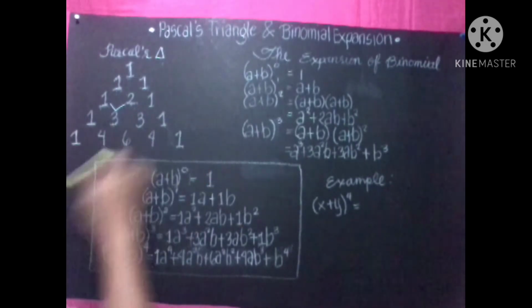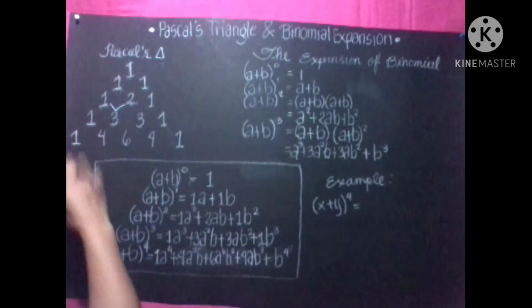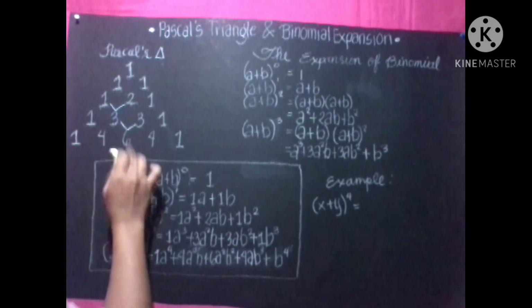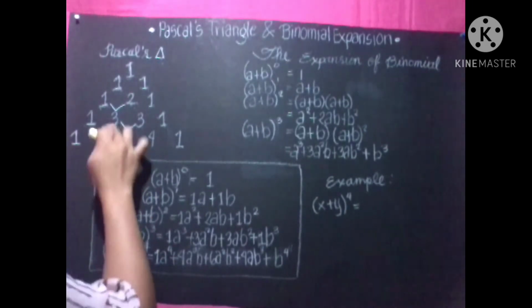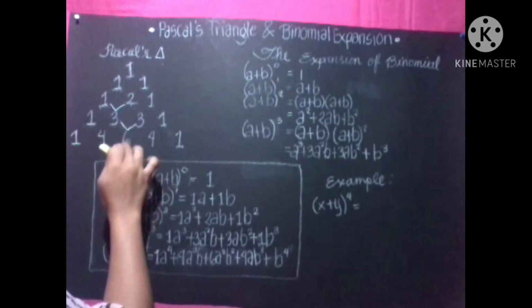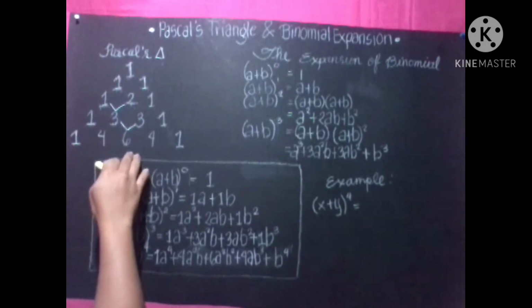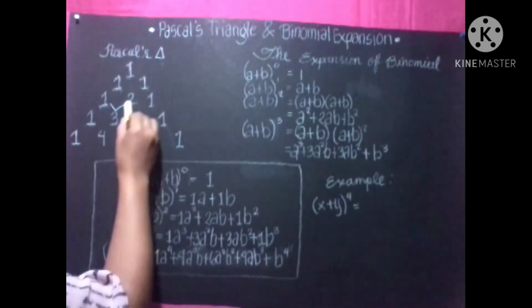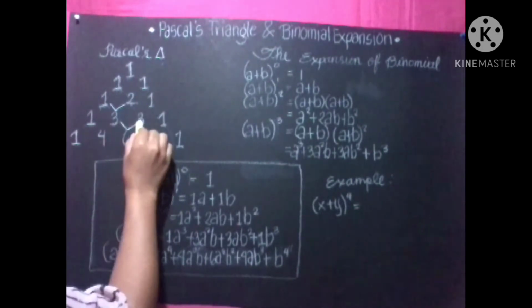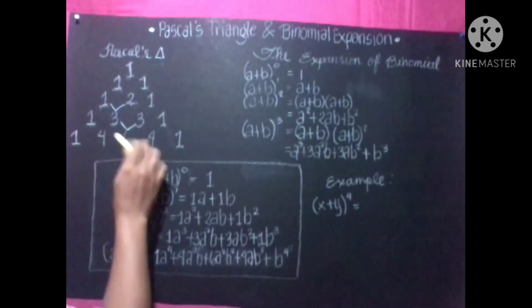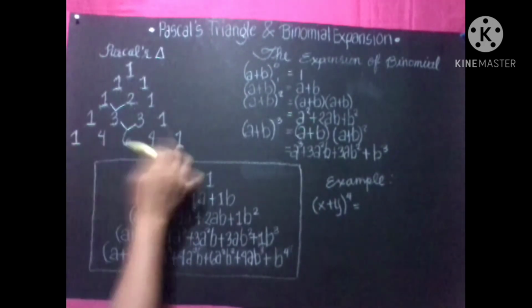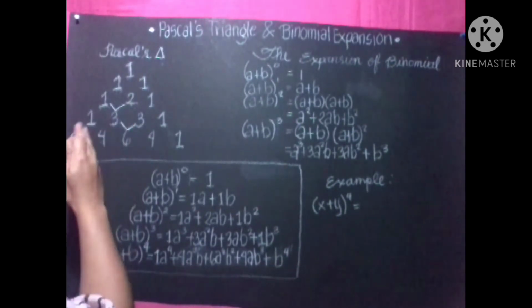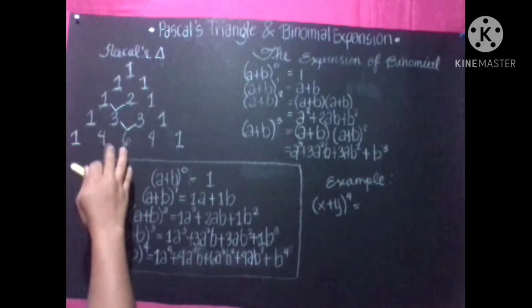We can do this further if we want to. So how could we get 6? We add 3 plus 3, which is above it. We should not leave any spot. So it is like a mirror. As we can see, 3 and 3 is a mirror, 4 and 4 a mirror, and 1 and 1 a mirror. It is a form of symmetry, so it shows a mirror image.